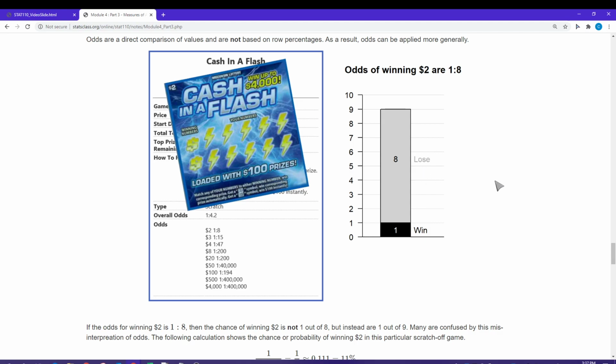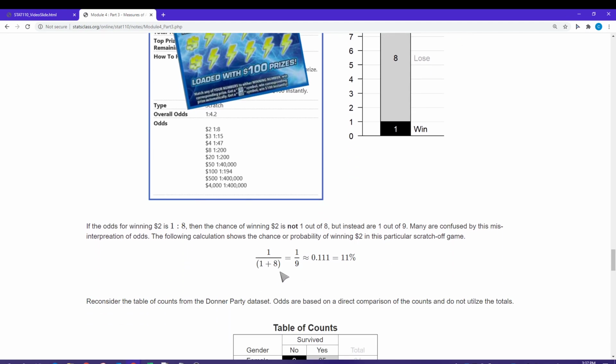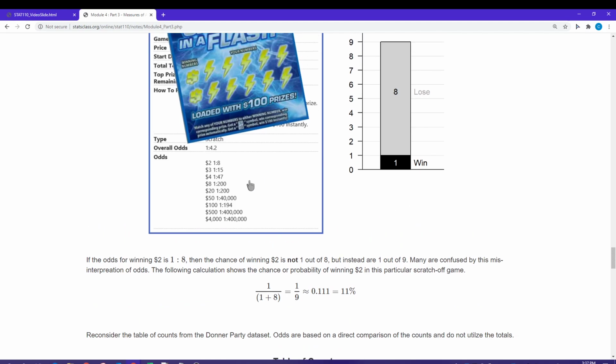If we wanted to compute the chance of me winning, it would not be 1 out of 8, but it would actually be 1 out of 9. So the total number here is 9. That's one thing that's confusing about odds: some people think it's just the same as percents or chance of winning, and that's not the case. So the chance of winning $2 for this lottery is going to be 1/9, or about 11%.